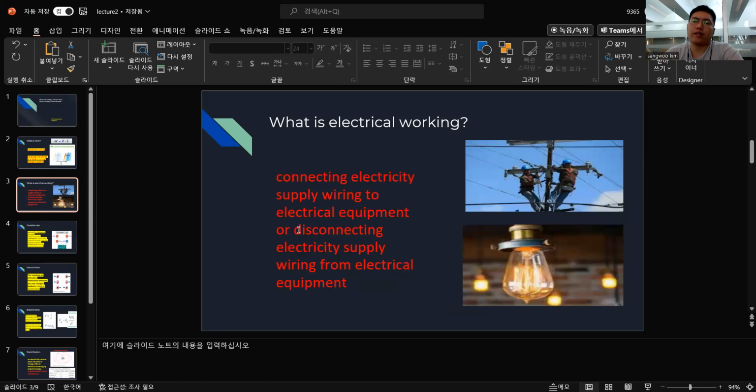And next, what is electrical work? There are two pictures, right? The first part is connecting electricity supply wiring to electrical equipment or disconnecting, which means actual work. What I'm saying is electrical work is like a bulb. You know what I mean? It's light. Electrical equipment is working, like the TV is on, cell phones on. We say this is electrical work, right? Next step.